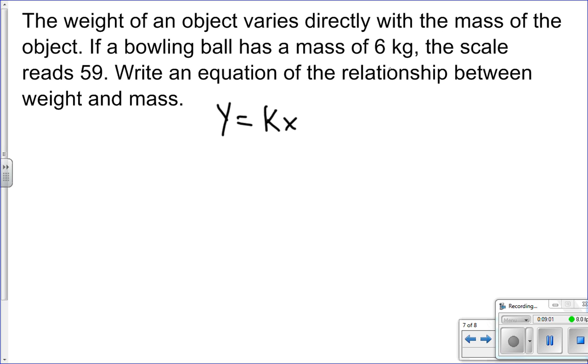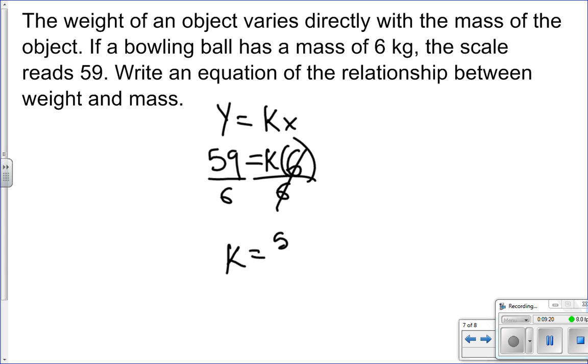So if a bowling ball has a mass of 6 kilograms, the scale reads 59. So write an equation of the relationship between the weight and the mass. Divide both sides by 6, and we get k equals 59 over 6. So my equation is y equals 59/6 x.